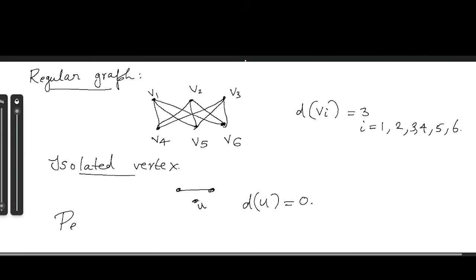Similarly, another one, pendant vertex. Pendant vertex means a vertex with degree 1. Here, suppose this is the vertex V, this is the vertex W. And here you can see that degree of V is 1 and also degree of W is 1. And so that is a pendant vertex. A vertex of degree 1 is called a pendant vertex or an end vertex.